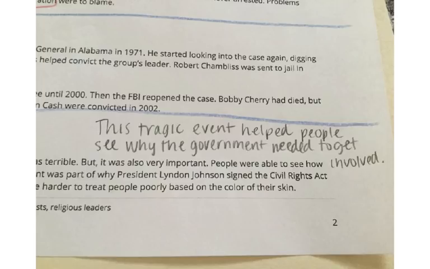Mine was that this tragic event helped people to see why the government needed to get involved. Until then, the federal government was very hesitant to get involved. Remember how long it took the president to act in the Ernest Green story that we watched? The federal government had tried for a very long time just to let states decide what they were going to do as far as integration and segregation goes. And then it became pretty obvious that the states weren't doing that good of a job and that the federal government needed to intervene. And so that happened, and it was good.